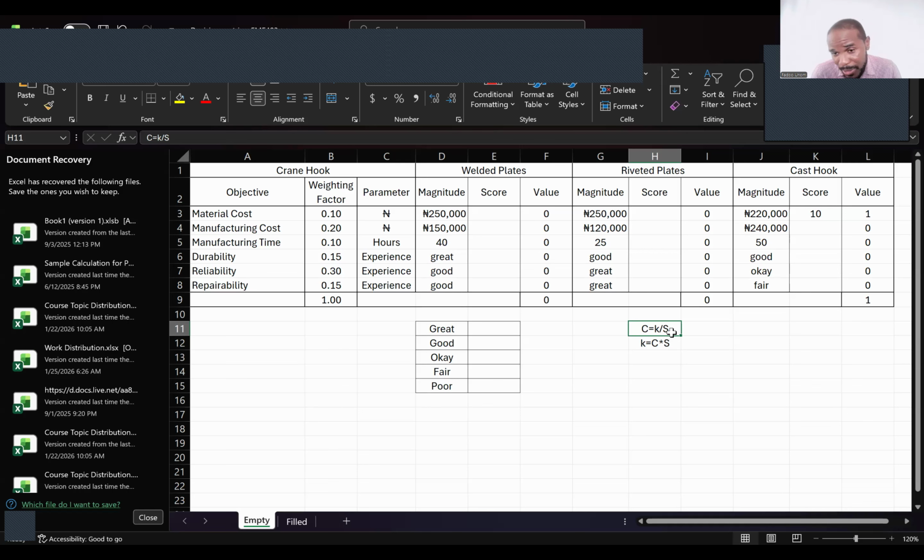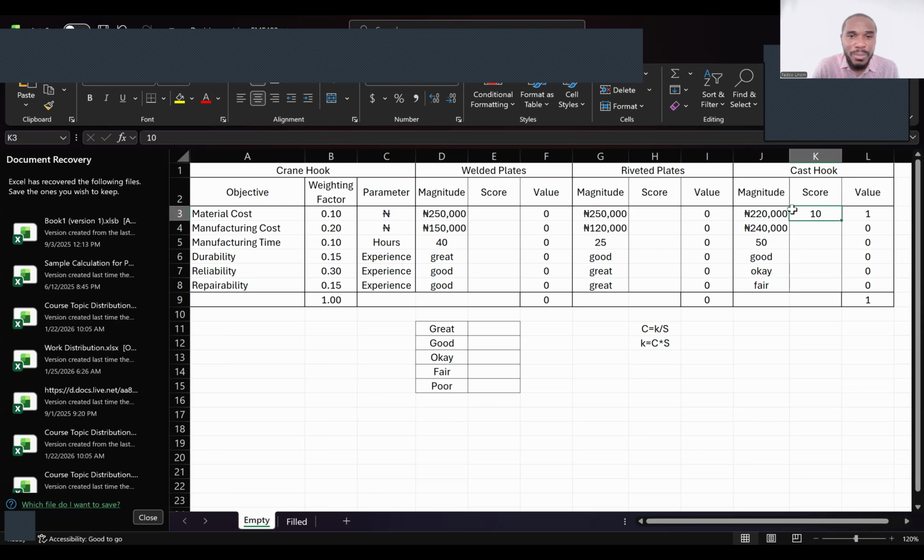Is that okay? So we have this equation now that we can use. So we take one of these instances. In this instance, we know the cost and we know the score. So if we look at the next cell, the constant value we're looking for is a multiplication of the cost and the score. So K for us is going to be 220,000 naira times 10.